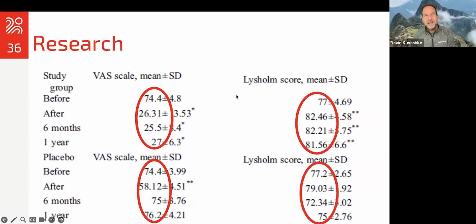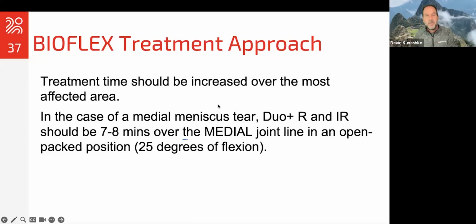You should be, the evidence is there for sure. Okay, so of course, I need to give you some tips on treating these kinds of conditions with BioFlex equipment. You want to increase the treatment time over the affected area. If it's a medial meniscal tear, which usually it is, increase the time from 6 minutes to maybe 8 minutes of red and 8 minutes of infrared. 7 or 8 minutes is good.